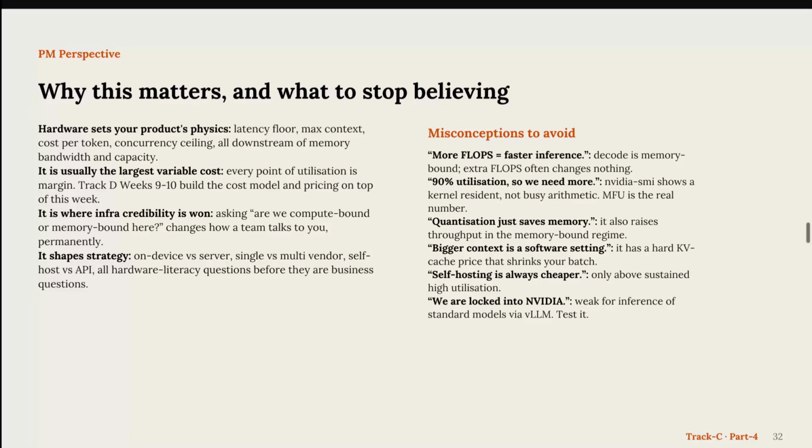Bigger context is a software engineering problem. No, it is a hard KV cache price that shrinks your batch. Yeah, self-hosting is always cheaper. No, it depends on the usage or utilization. Yeah, only above sustained high utilization will self-hosting be cheaper. We are locked into NVIDIA, weak for inference of standard models by LLM. Test it. So you use other models to do other tasks which are not quality intensive in nature.